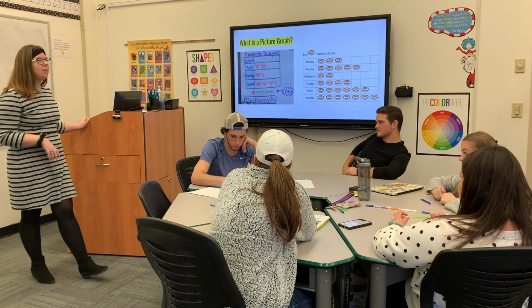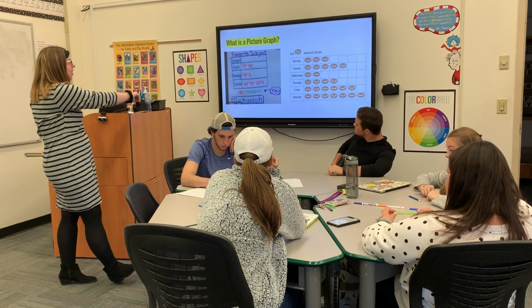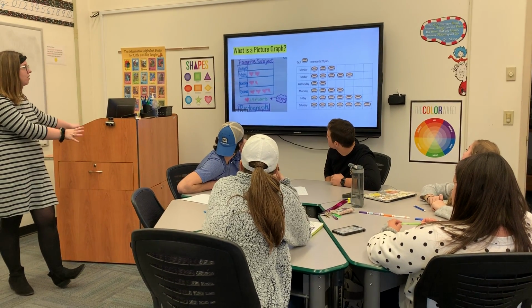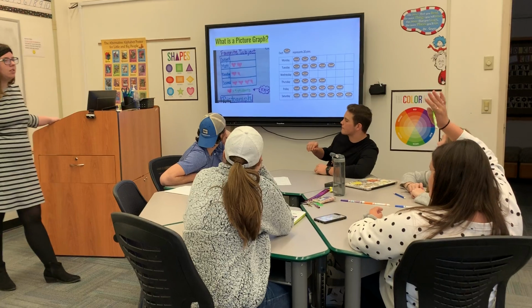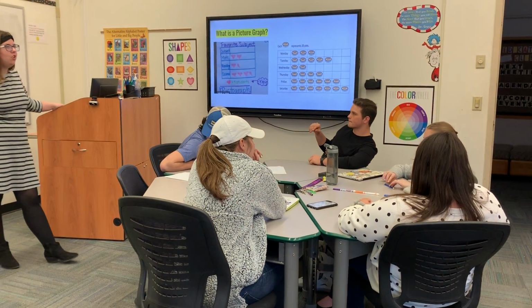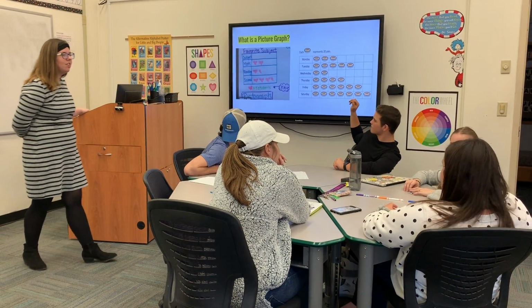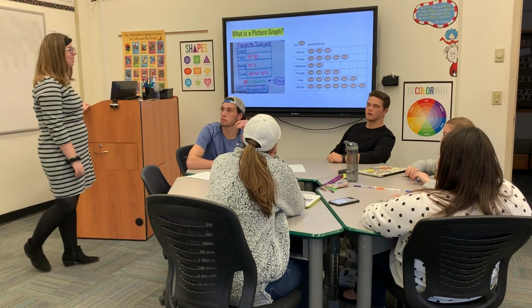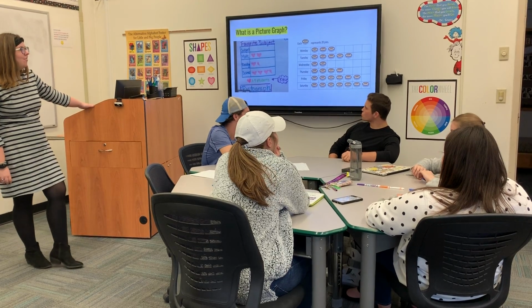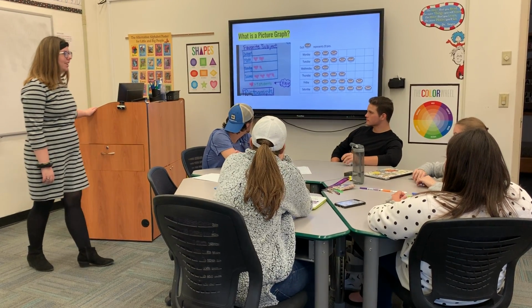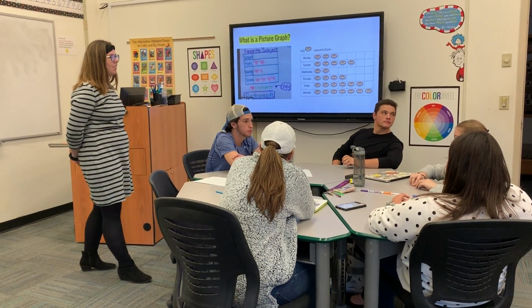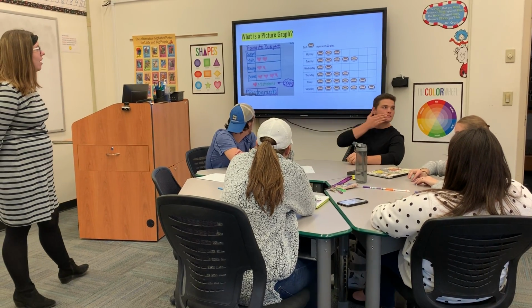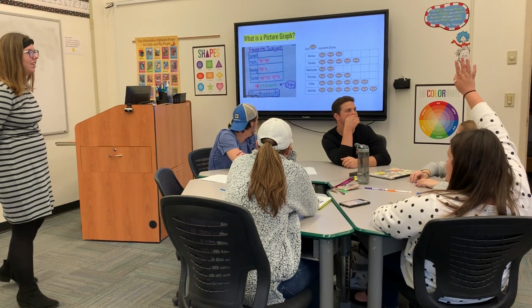So can anyone tell me, on the picture on the left, what are they representing? So what is the graph showing? Heart. Jamie? Nope. So where would you find what a graph is talking about? Casey? The title. Yeah, so what is the title, Casey? Favorite subject. Right, so what are they showing? The favorite subjects of the people. Correct.